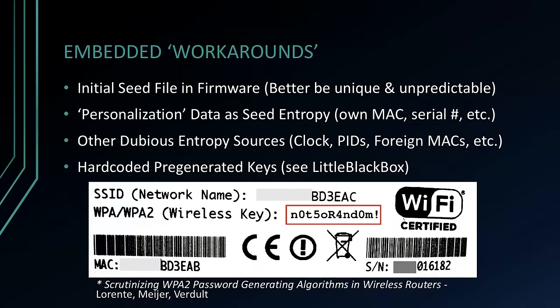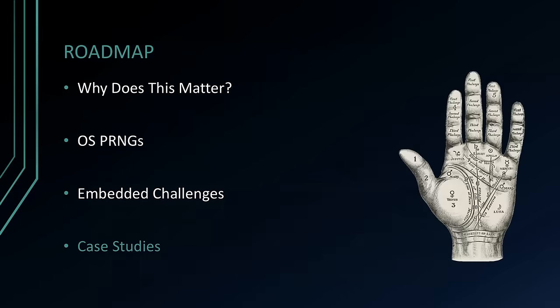So some common embedded workarounds you encounter is including an initial seed file in the firmware, and this initial seed file obviously better be unique and unpredictable per firmware image, otherwise it doesn't do you much good. Or using personalization data, such as the MAC address or serial number of a router, and using it as seed entropy, which is also a very bad idea, as shown in the resource mentioned on the bottom. Or using other dubious sources of entropy, such as clock timings, process IDs, foreign MAC addresses, etc., or simply including hard-coded pre-generated keys, which is also a bad idea, as shown in the little black box project.